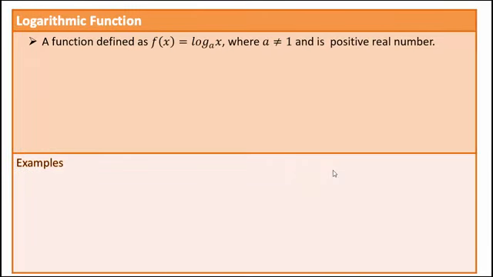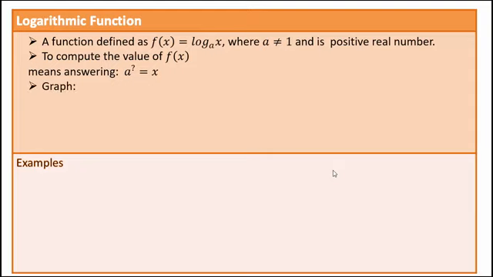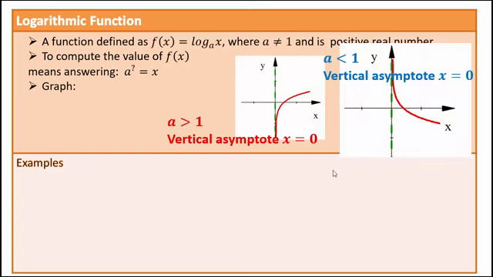So logarithmic functions are inverse functions of exponential functions. And so that means that the a cannot be 1, and it will have to be a positive real number. And all it means is that it's the value of the exponent a to that exponent gives you x. That's all it means. So generic graphs, if a is bigger than 1, will give you this graph. If a is smaller than 1, will give you this graph. And so domain is 0 to infinity. Range is all real numbers.